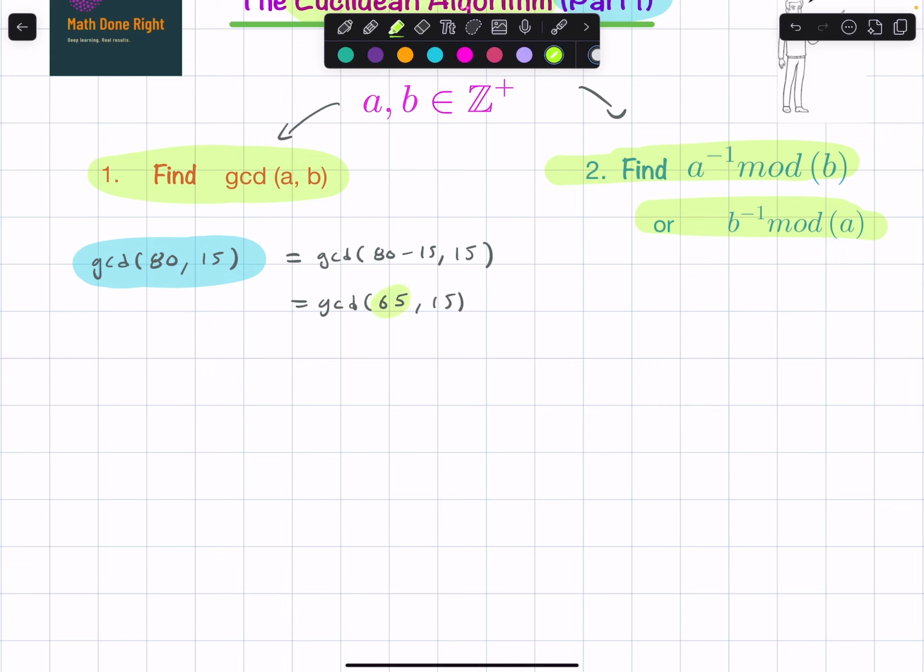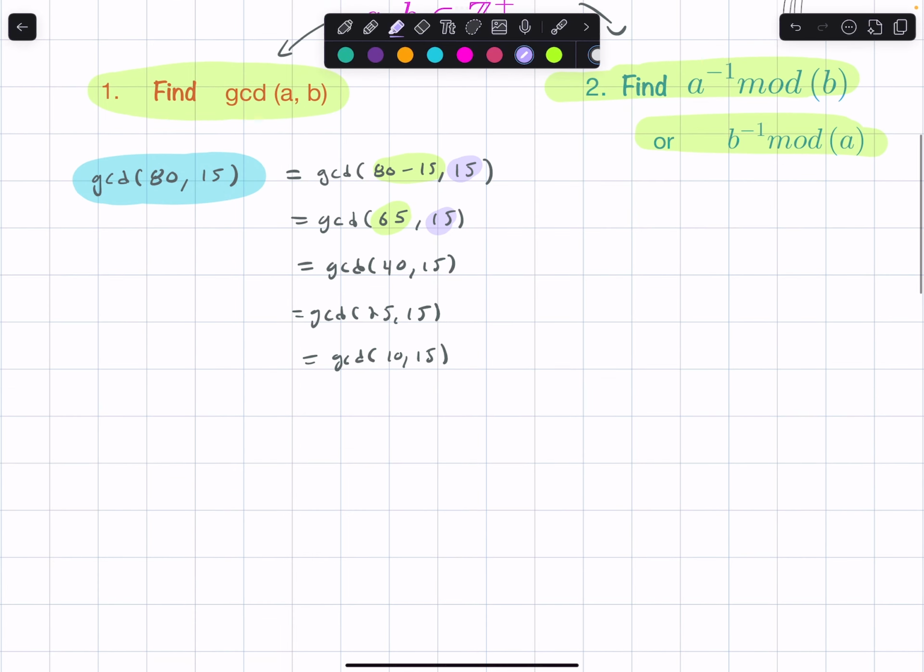And then I can subtract again. So we subtracted the smaller number from the larger number. We can do that again. This is the GCD of 50 and 15, and we'll subtract again. This is the GCD of 25 and 15, which is the GCD of 10 and 15. And now there's been a switch. The 10 is the smaller number. Up until now, 15 has been the smaller number. Now we have one which is smaller than 15.